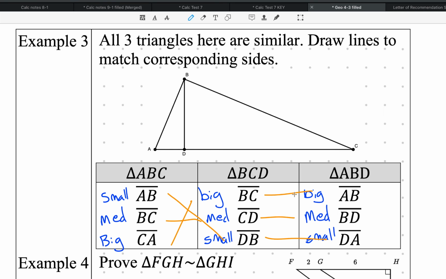So on Khan Academy, you'll drag them around instead of drawing lines. Yeah, so just be ready. Usually they just do 2 columns. They don't have 3 triangles. I did it as hard as possible so you won't see this level on Khan Academy.